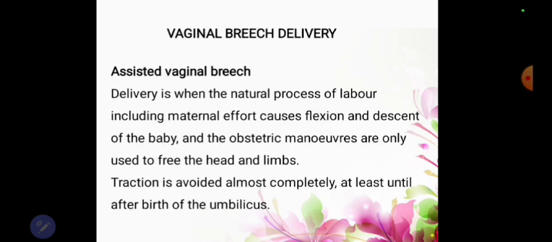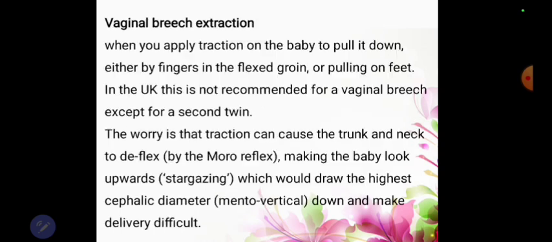Breech will be delivered either by cesarean section or vaginal delivery. The complications of after coming head occur mainly at vaginal delivery, so we will talk about vaginal breech delivery. Vaginal breech delivery is either assisted vaginal breech delivery or vaginal breech extraction, which are different from each other.